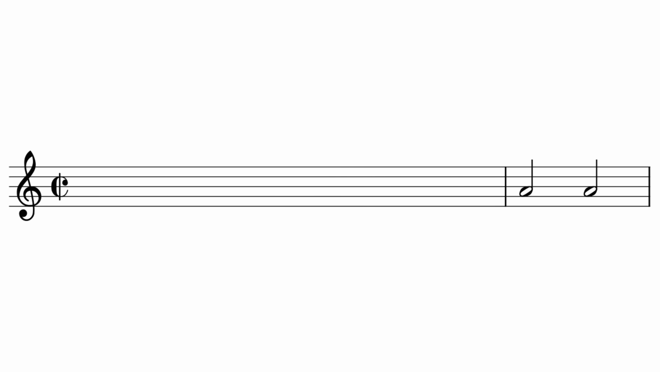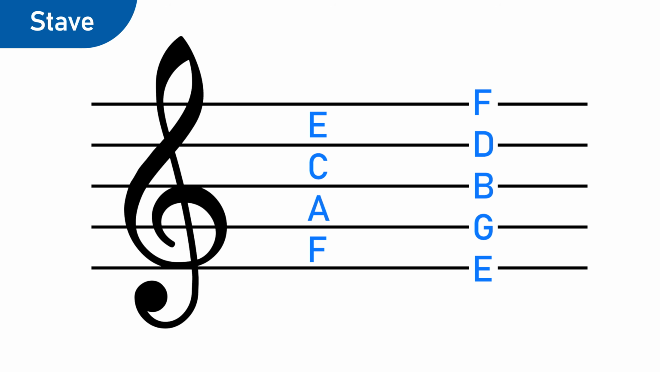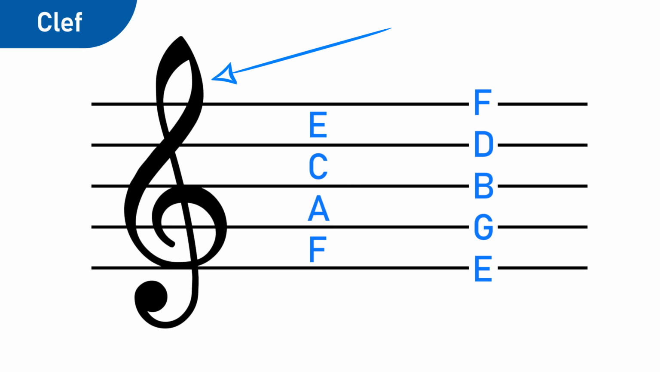Now, our time signature sits on these 5 horizontal lines, what are called the stave, or the staff. The lines and spaces on this stave represent different notes, different pitches, and we know which pitches they represent by looking at the clef. If we have a treble clef, for example, we know that the pitches in the spaces of the stave will be F, A, C, E, like that, and that the pitches on the lines will be E, G, B, D, and F.